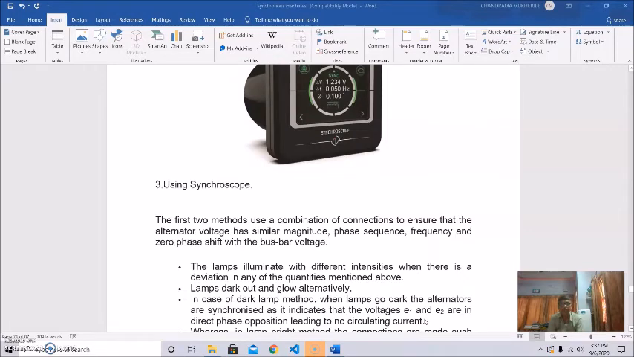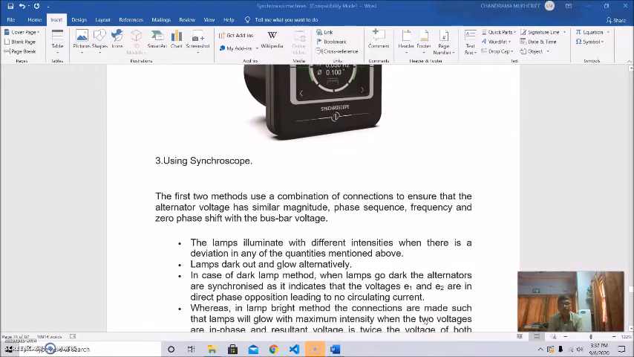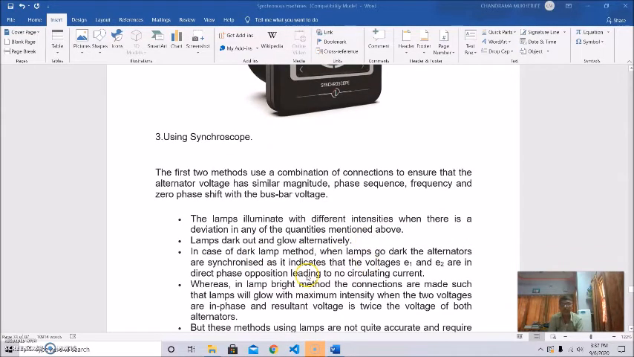In these first two methods, the lamps illuminate with different intensities when there is a deviation in any of the quantities mentioned above. Lamps dark out and glow alternately. In the dark lamp method, when the lamps go dark, the alternators are synchronized, as it indicates that the voltages E1 and E2 are in direct phase opposition, leading to no separating current.